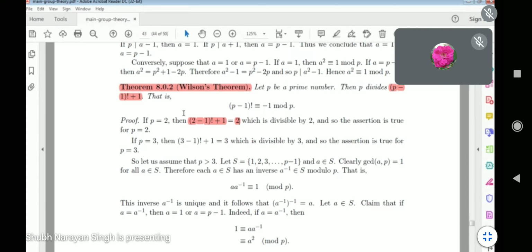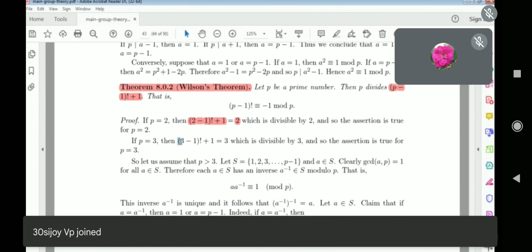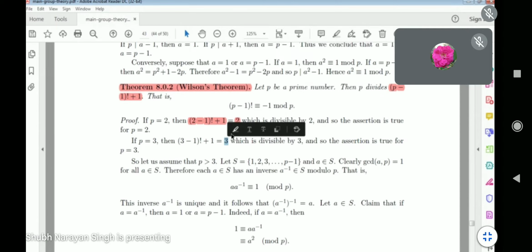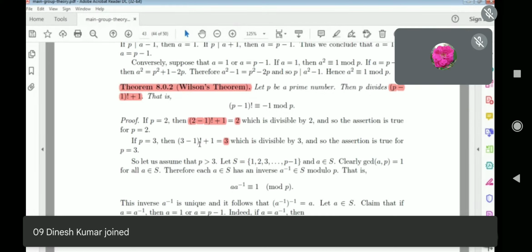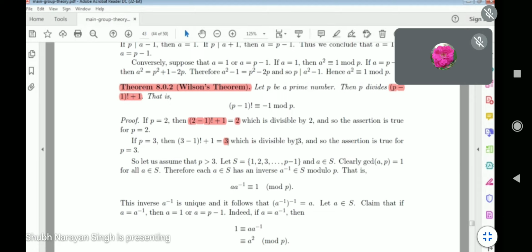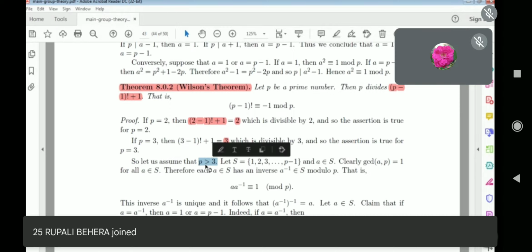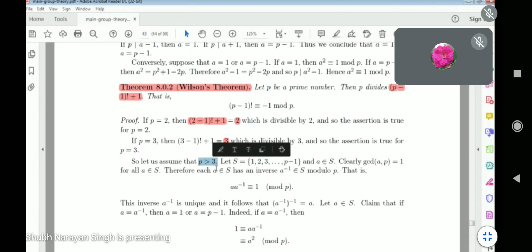Again, in the next step, you can also observe that if p is equal to 3, then think about the integer (3 minus 1) factorial plus 1. This is nothing but the number 3, because (3 minus 1) factorial is 2 factorial, 2 factorial is equal to 2, 2 plus 1 is equal to 3, and 3 is divisible by 3. That means Wilson's theorem also holds when p is equal to 3. Now in general, you assume that your prime number p is greater than 3, so p may be 5, 7, 11, 13 and so on.